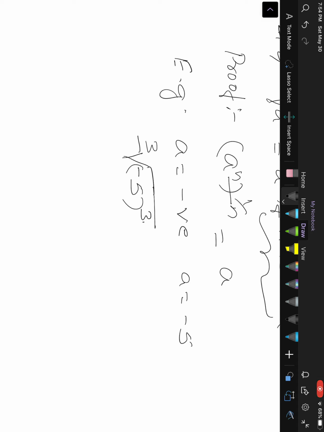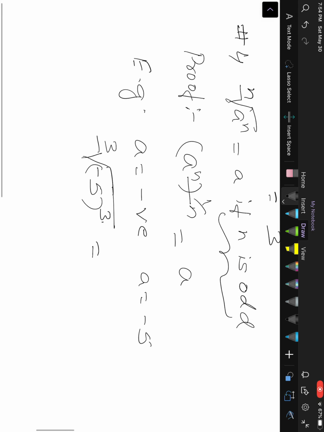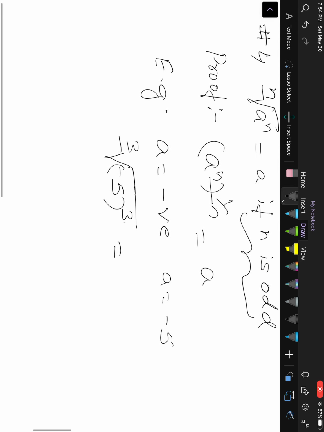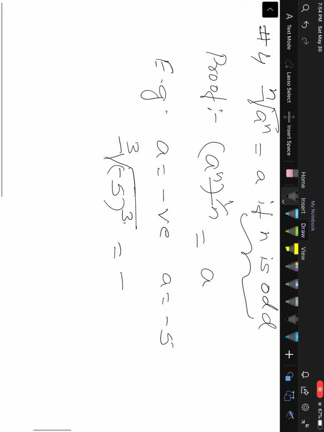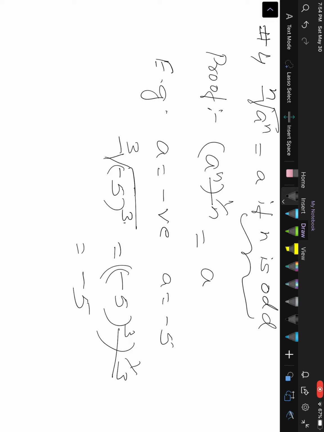So n and n are same. So this means that the cube root is for negative sign as well. Therefore, the negative sign will be multiplied an odd number of times, that is 3 times, and that will give you a negative sign only. So that would be minus 5 whole to the power of 3, and this would be 1 by 3, right? If you multiply this, you will get back negative 5.